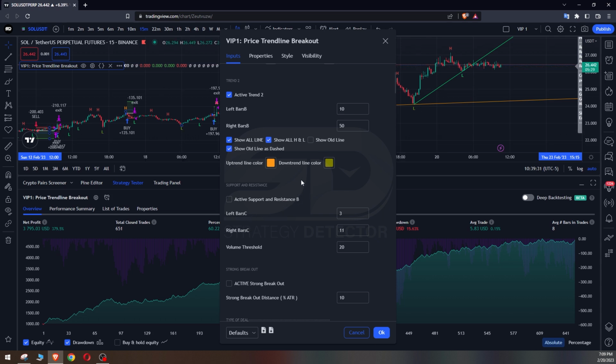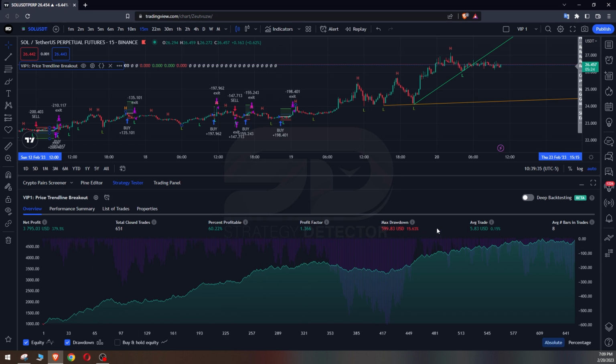This strategy has a very good performance and good results in different currencies and different time frames, and you can use it in your trades.